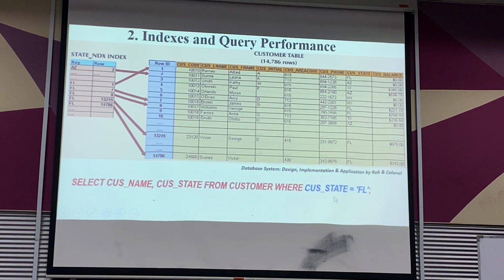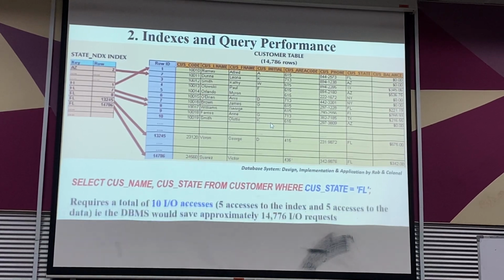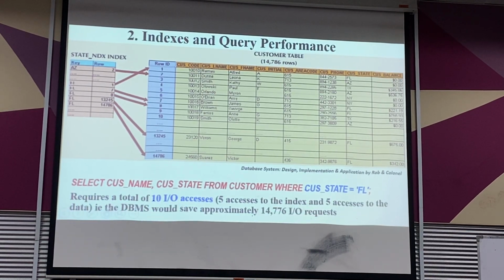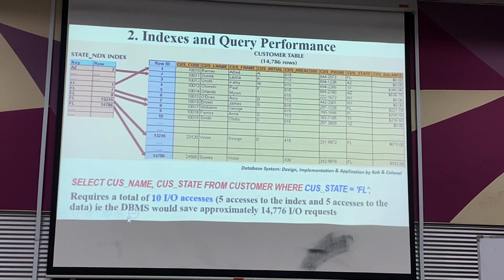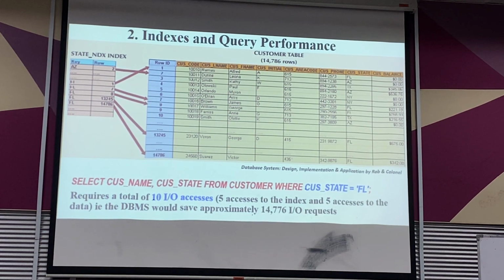Okay, so the index is in the way also. It's a sample where state equals FL, so that's why they put FL as an index. Yeah, so you can see here, it requires a total of 10 IO accesses: 5 accesses to the index and 5 accesses to the data. If not, if you want to search from the start until the end, you need 14,776. So the index file helps minimize the searching to get the data faster. Okay, so remember this.